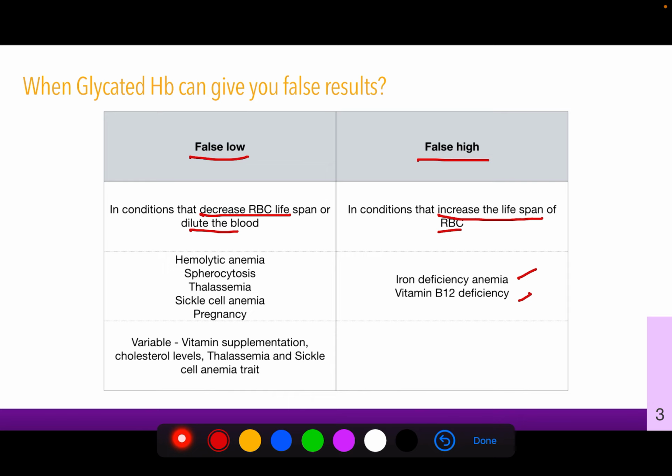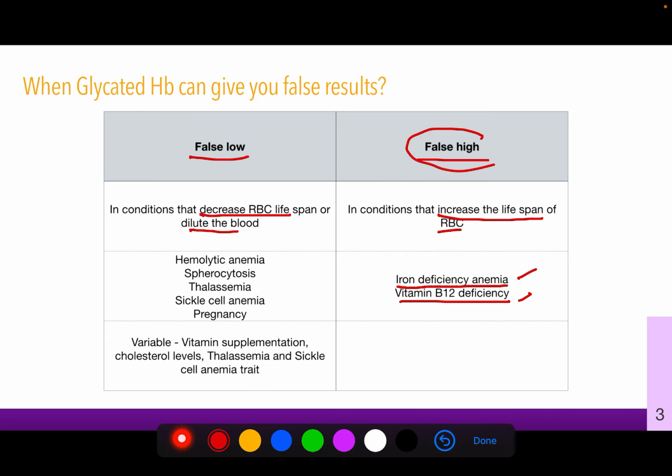When you start treatment in an anemic patient, you should always keep in mind that these values are slightly higher than what is expected in the patient. So this is very important. Remember that iron deficiency anemia and vitamin B12 deficiency anemia show false high levels of glycated hemoglobin.